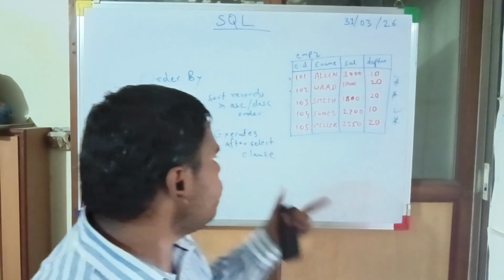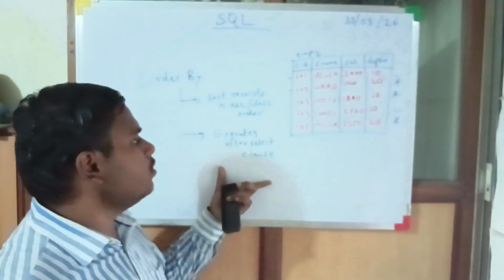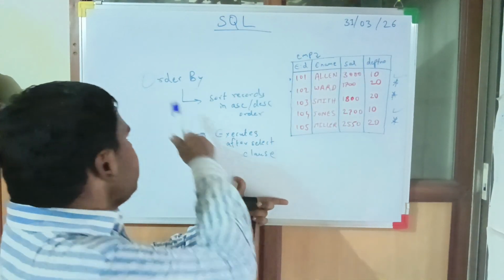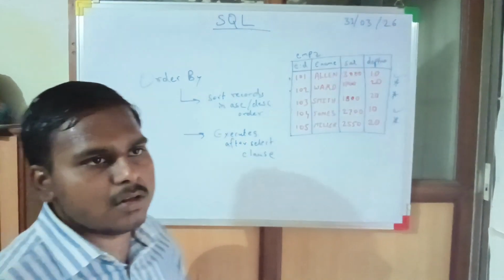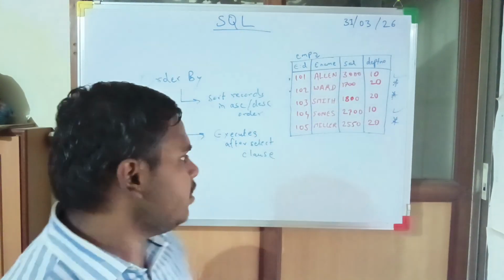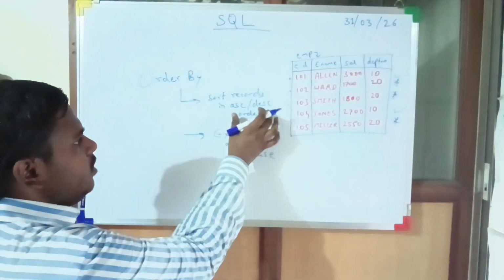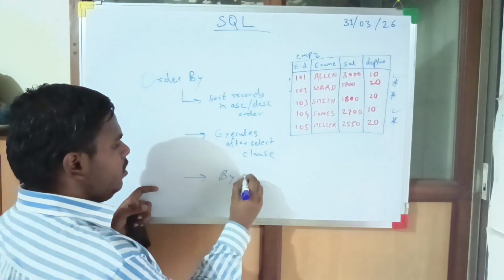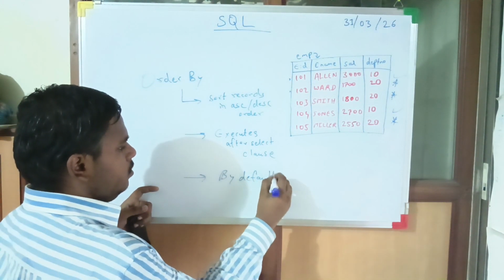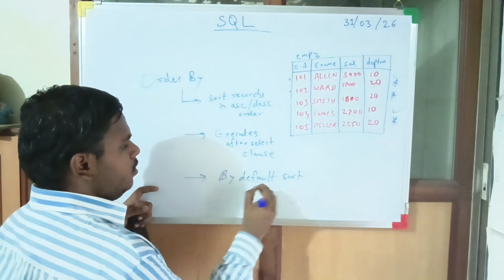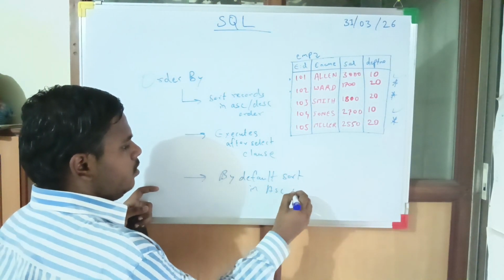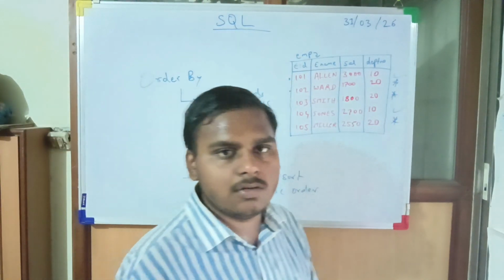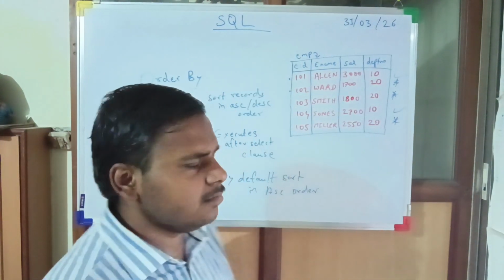Now that result to be sorted based on a column name is done by the order by clause. If I want to sort the data based on salary, that will be done by the order by clause, in ascending order or descending order. And by default it sorts in ascending order. If I am not mentioning ascending or descending, the order by clause will execute in ascending order by default.